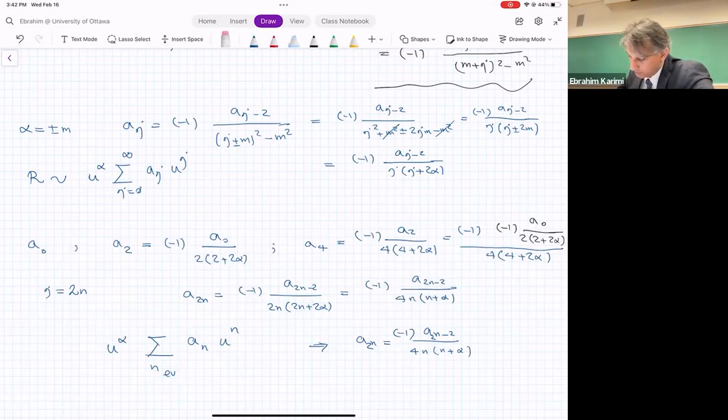Or you can just simply write it in this way, 2n, n ranging from 0 to infinity. We know that the others will be 0.